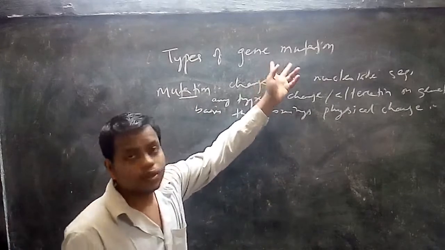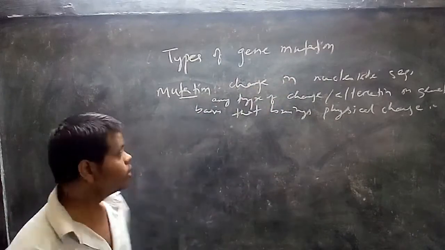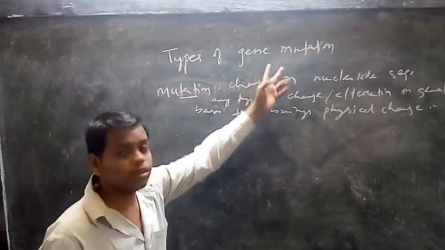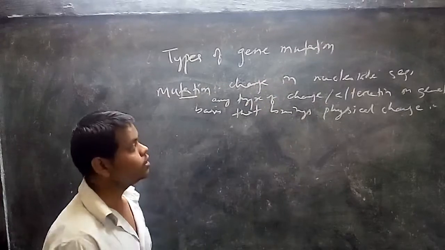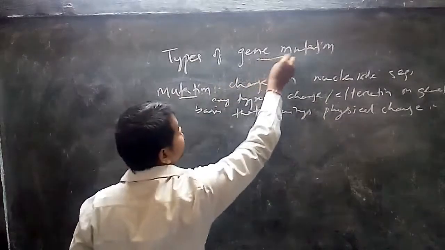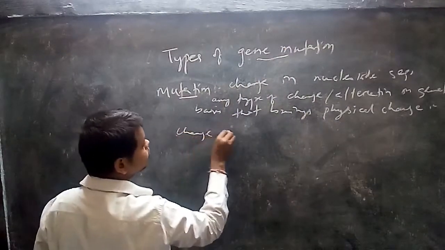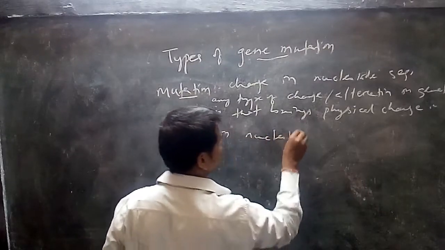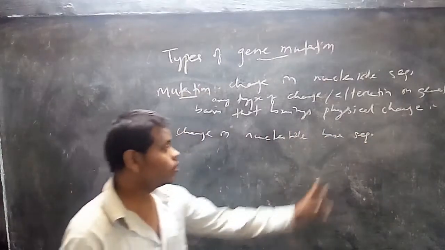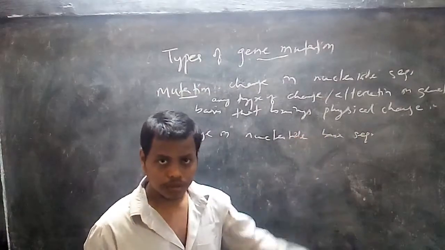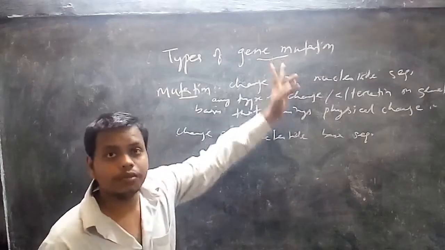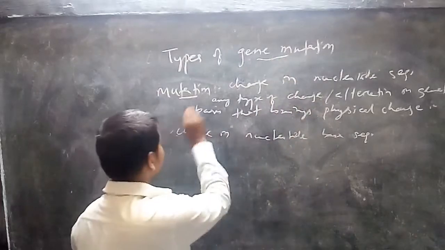Our topic is gene mutation. What is gene mutation? Gene mutation is the change in genetic form. Mutation refers to change; gene mutation refers to change in the nucleotide base sequences, either in the number of a base sequence or in the position of the base sequence. This change in a nucleotide base sequence is called gene mutation.